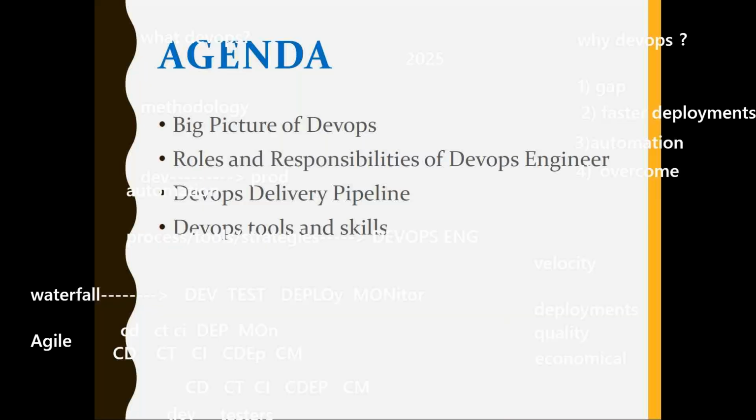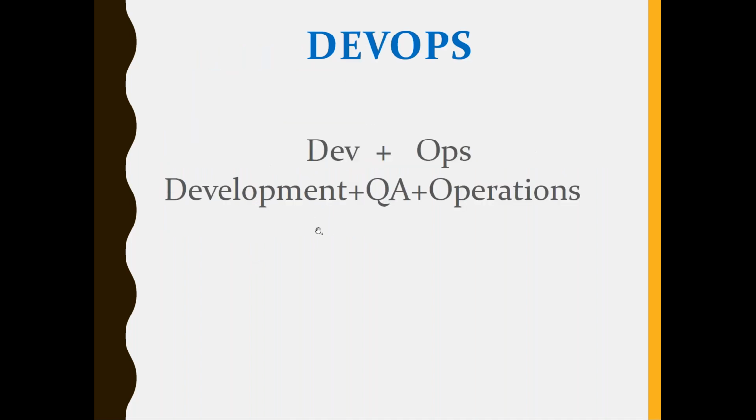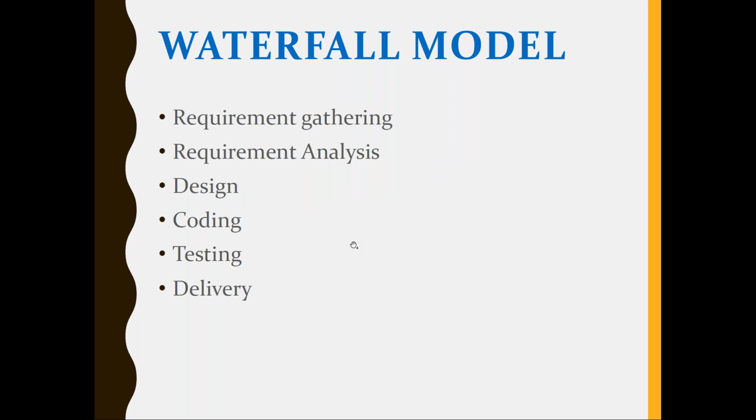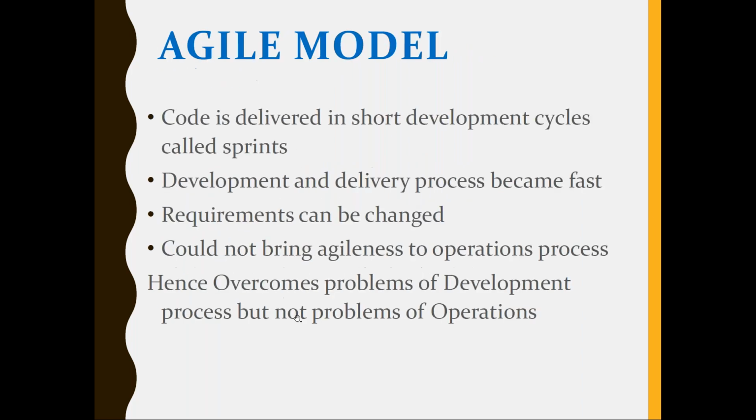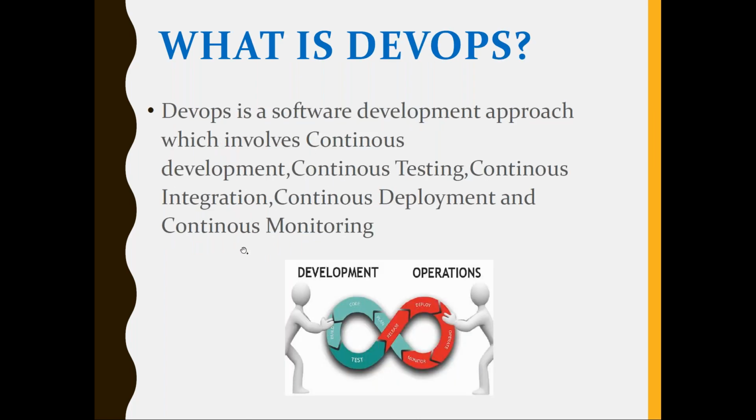So what are the skills and tools that a DevOps engineer should have? Let's see. We were talking about an overview of DevOps, roles and responsibilities, delivery pipeline overview, and tools and skill set. We have already learned all of this: what the waterfall methodology is, its drawbacks, Agile methodology, and why DevOps came in. Whatever I have explained is documented here. This is a reference for you after the class, like notes. And what is DevOps? I have already discussed this.